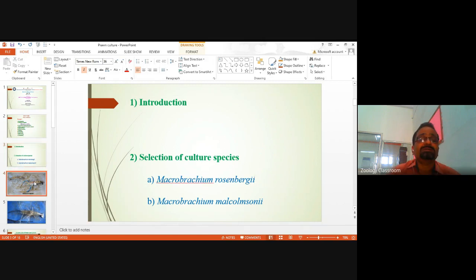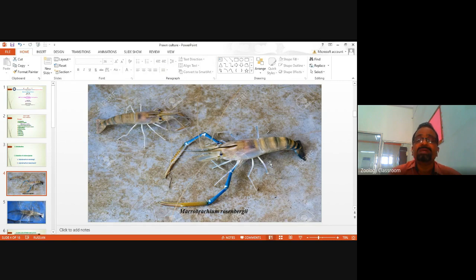So how does this appear? See, this is the species. This is the male and female of Macrobrachium, showing sexual dimorphism. How to make out whether the prawn is male or female by observing its sexual characteristics? Can you tell me the sexual dimorphic characteristics by which we can make out whether the prawn is male or female? Yes. We have studied Macrobrachium malcolmsonii. These sexual dimorphic characters are applicable to the genus Macrobrachium.